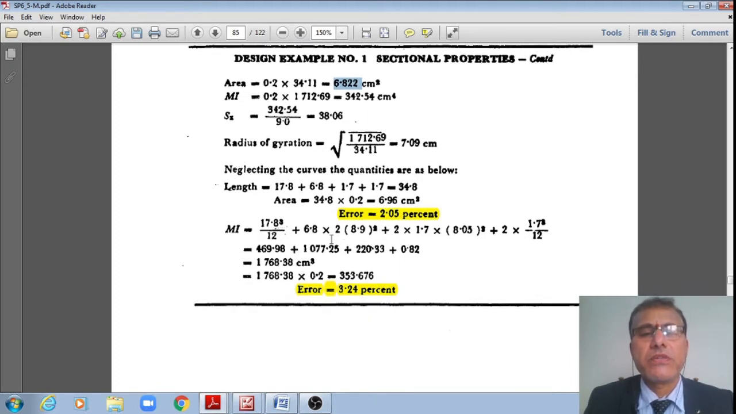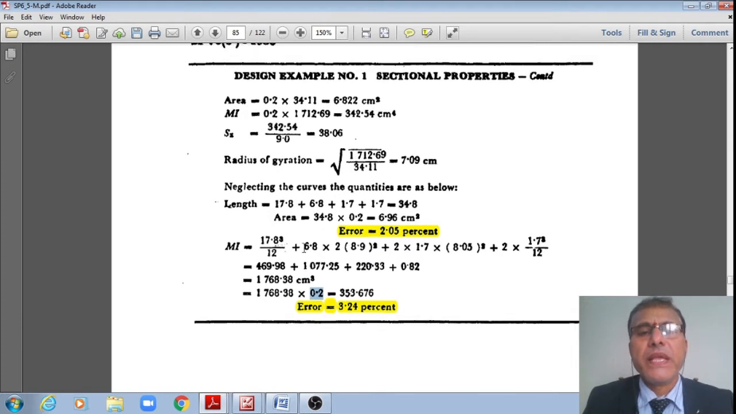Now, if that is true, then let me check the moment of inertia also. By neglecting the curves, I get the moment of inertia of the web as b d cubed by 12. Later on, I will multiply with this thickness 0.2. Therefore, 17.8 whole cubed by 12, and that of the flanges about its own axis is negligible. However, it is transferred to the central axis using the parallel axis theorem.